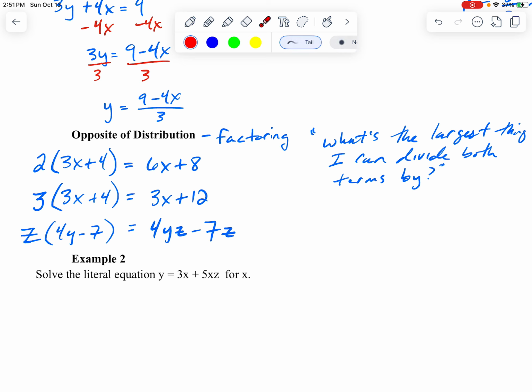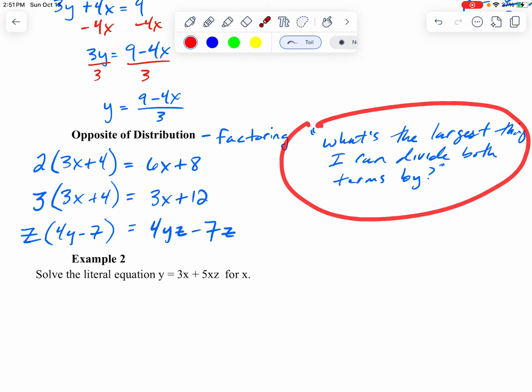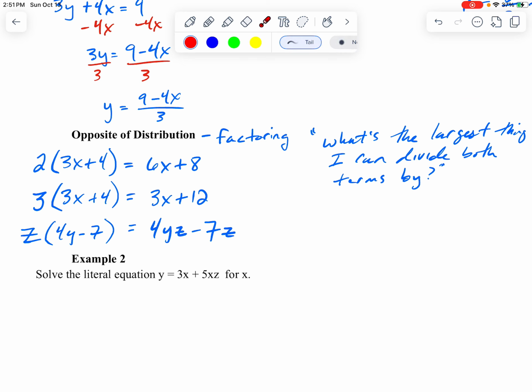So again, the biggest idea is this right here. What can I divide both terms by? And whatever that thing is, I'm going to factor it out. I'm going to divide it out of both terms and then see whatever's left over.